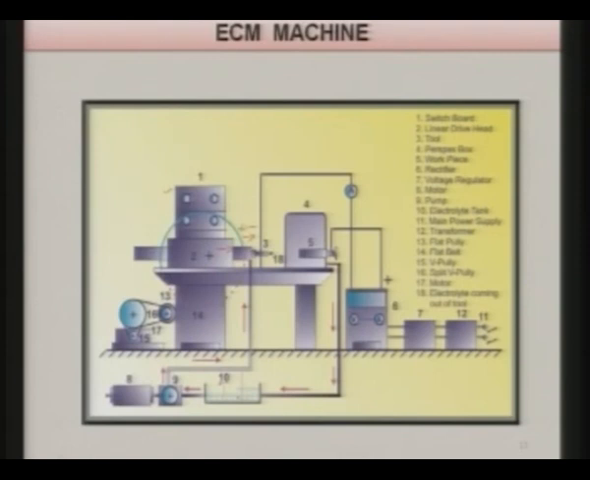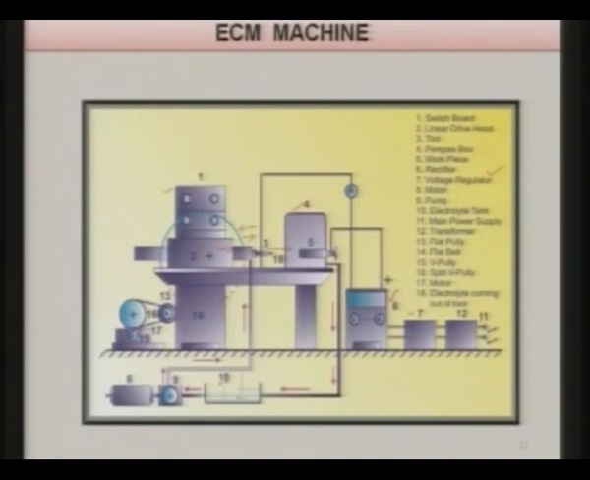Four is the perspex box that you can see here. This is the perspex box where the workpiece is. The tool will move inside the perspex box and then start machining this particular workpiece. The workpiece is five. There is a rectifier, number six, as you can see here. The purpose of the rectifier is to convert AC into DC power supply, and then there is a voltage regulator, seven. This regulator regulates the voltage which is to be supplied to the rectifier.